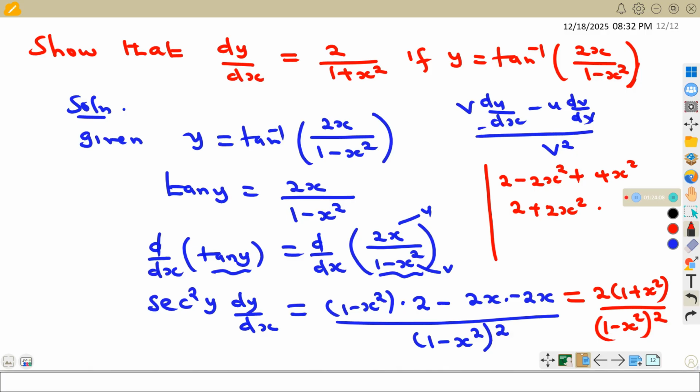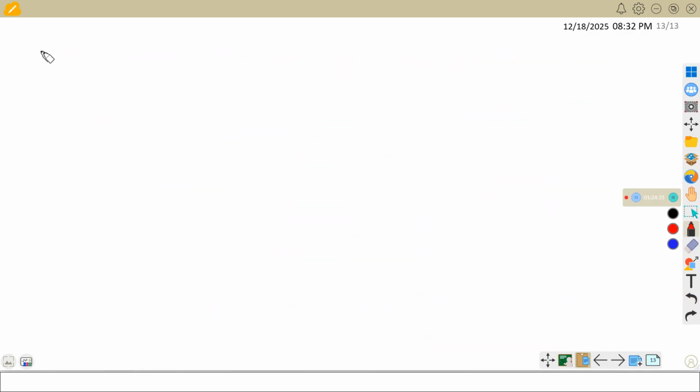Okay, so from that given point, let us again, we remember we have sec squared y dx equaling to that. So I want to have that as sec squared y dx.